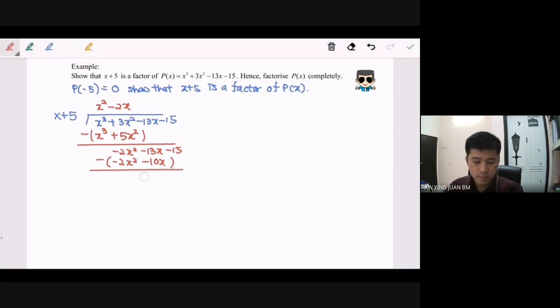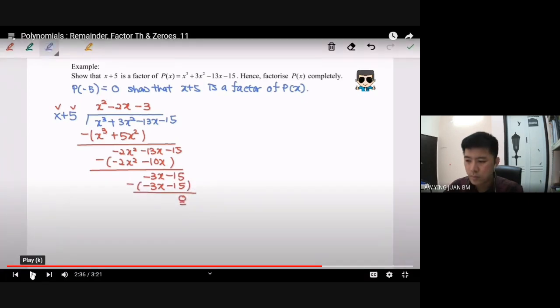And I will have negative 3x minus 15. So next step, I'm going to cancelling the negative 3x by multiplying with negative 3. So I will have negative 3x after I multiply with this one. And then we will have negative 15 after I multiply the negative 3 with the positive 5. So finally, we will have 0. Okay, so I rewrite the situation.